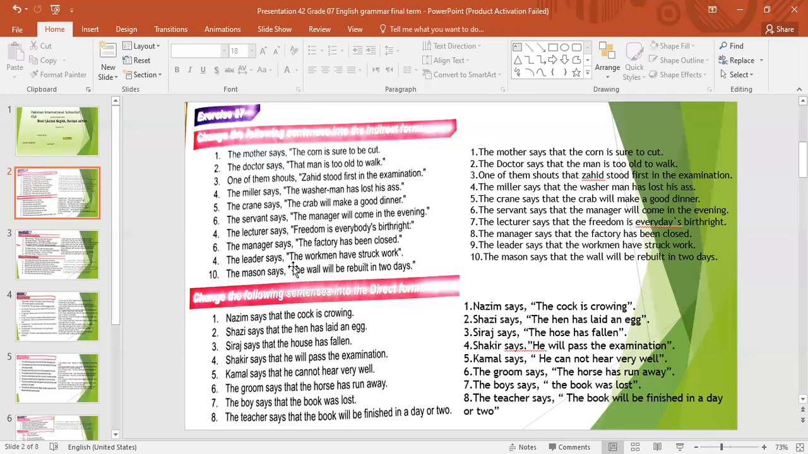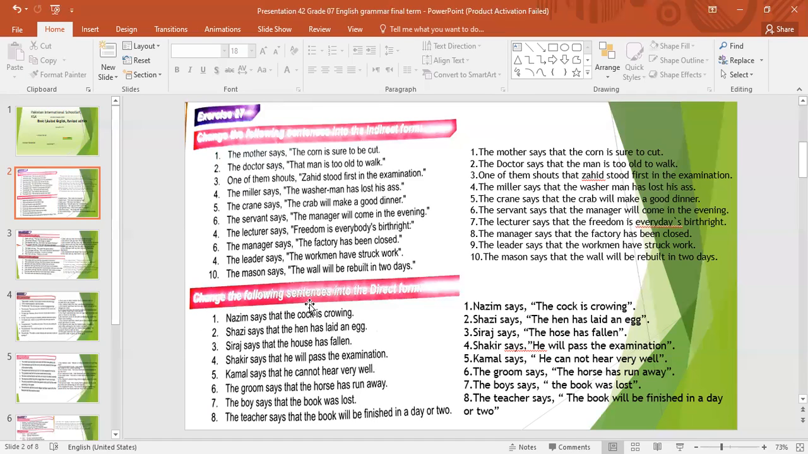The last sentence of this direct speech is: the mason says, "The wall will be rebuilt in 2 days." So here in the indirect speech, you can see the mason says that the wall will be rebuilt in 2 days. Just putting "that" in all these sentences, and these sentences will become indirect speech. Okay, I hope dear students you understood it well. Let's move to another exercise.